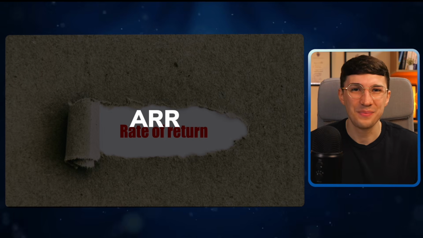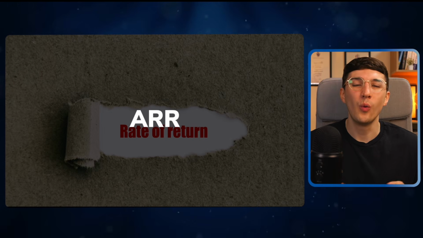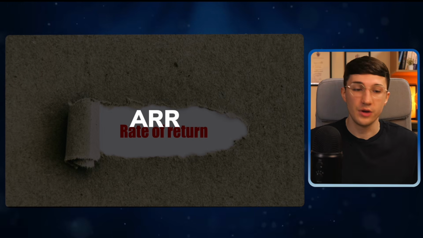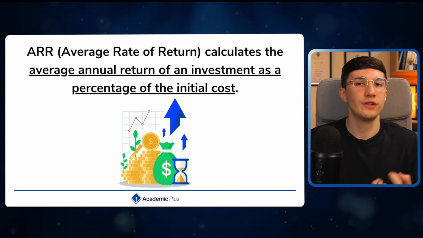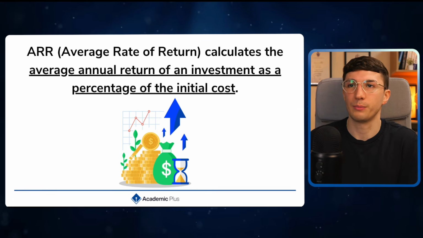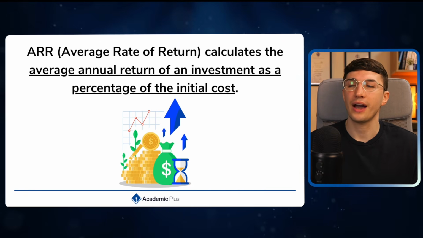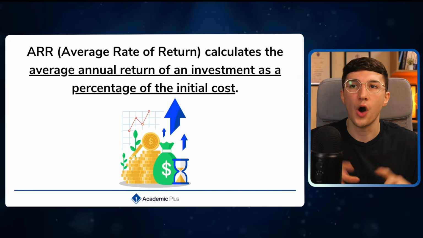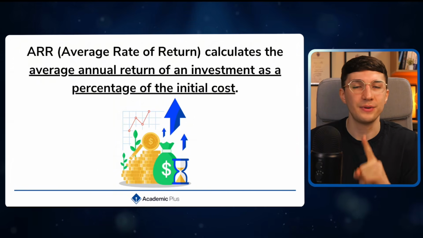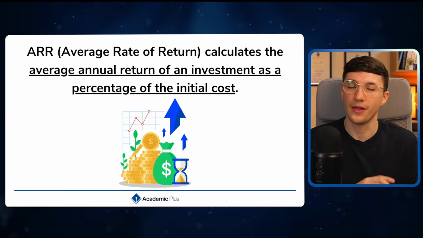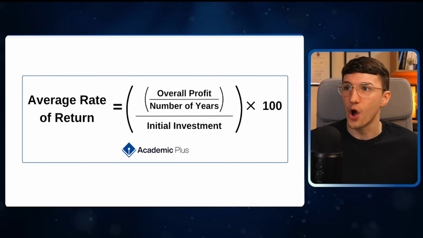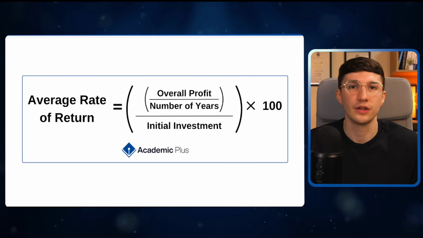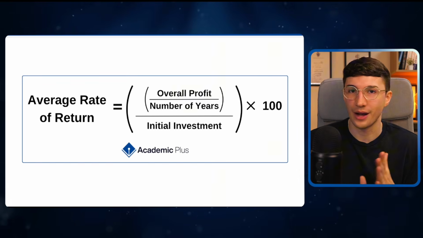The next investment appraisal that we're going to take a look into will be the average rate of return, also known as ARR. Now with the average rate of return, this is more so looking at the profitability of a specific project. Because what we do is we calculate the average annual return of an investment as a percentage of the initial cost. That might make no sense, and I'm going to show you a formula and you're going to think, oh my god, I've got no idea now how to do this. Don't worry, we're going to break it down step by step.